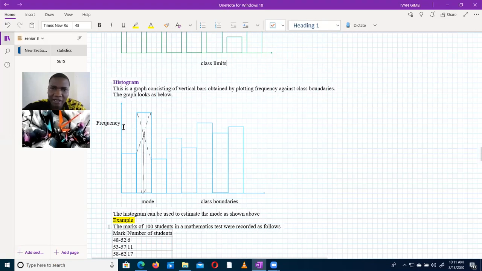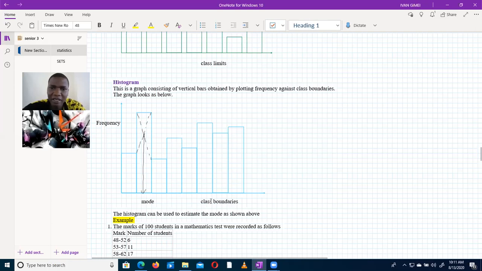The highest bar is this one, so you simply draw diagonal lines from this one to the other one, then from this one to the other one. Then where they intersect, just come and read the value on the horizontal axis. That will be the mode. That's what we looked at when we're dealing with statistics.